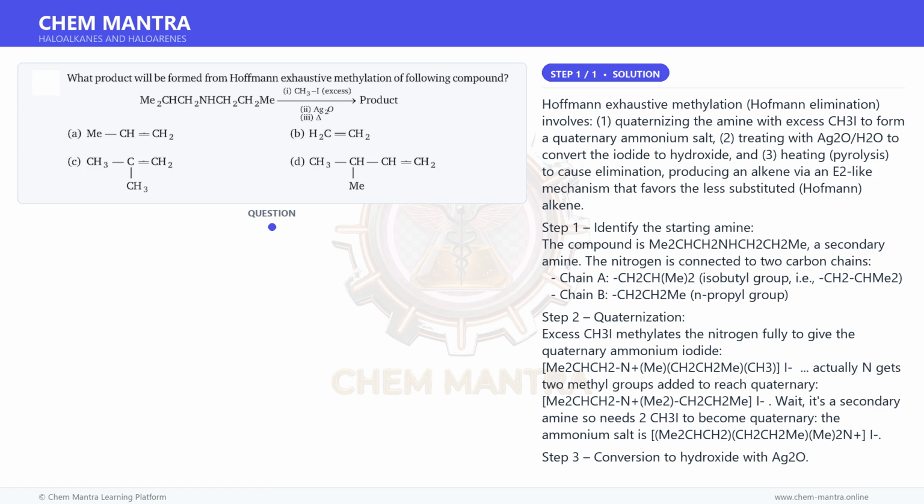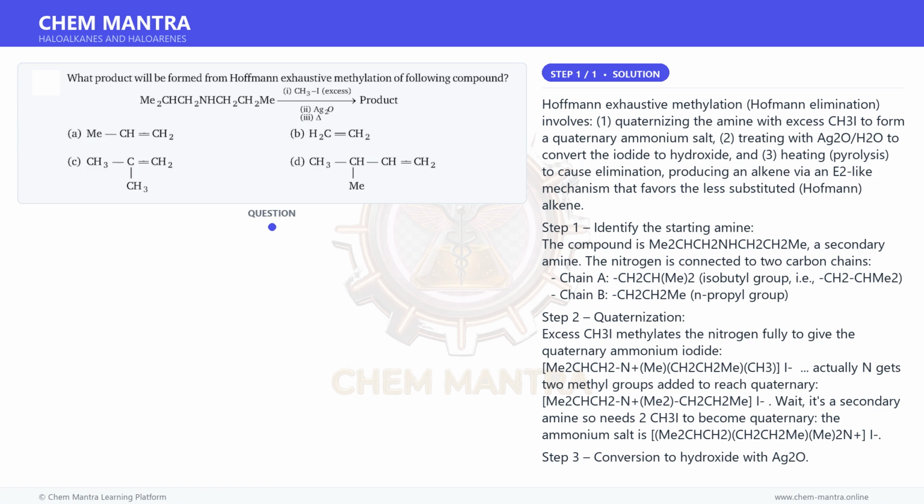Step 3. Conversion to hydroxide with Ag2O. Step 4. Hofmann elimination, pyrolysis. Hofmann elimination preferentially removes a proton from the beta carbon that is least substituted, least hindered, giving the less substituted alkene.